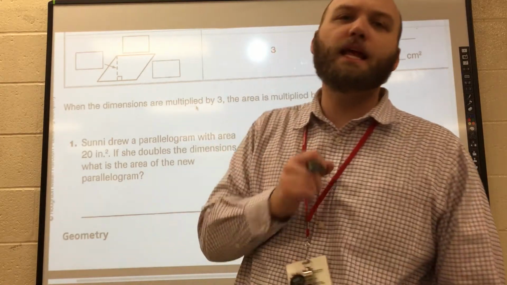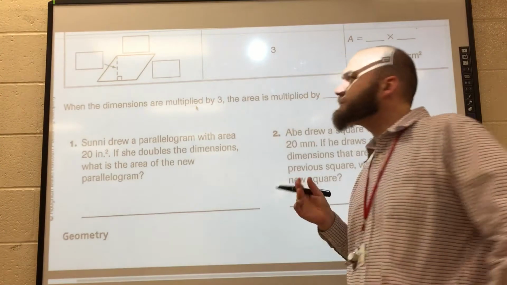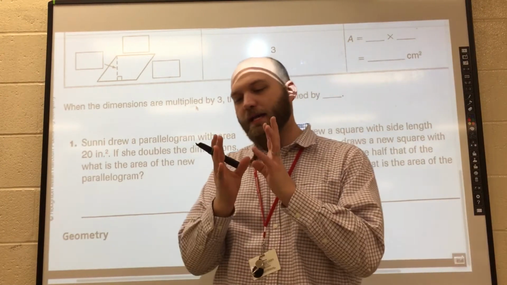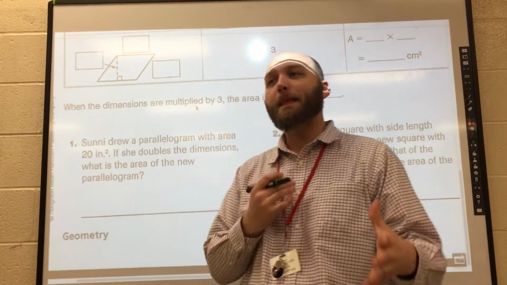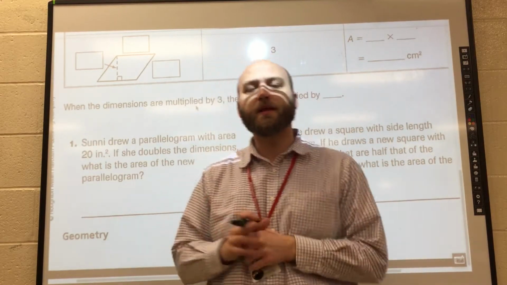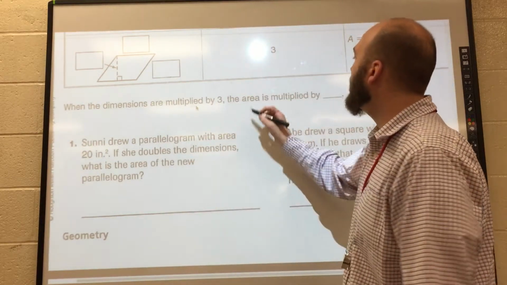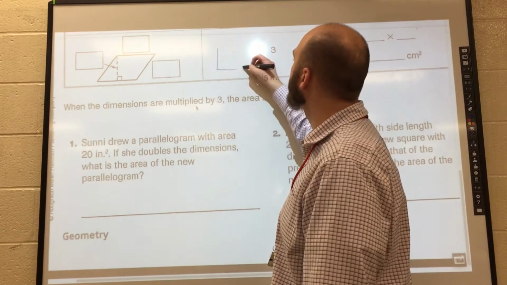Encore, lesson 80, here we go. What we're talking about is multiplying dimensions. So when I take a shape and I actually make it larger, I can't just double it. So what I need to understand is that if, for example, I were to take a square.